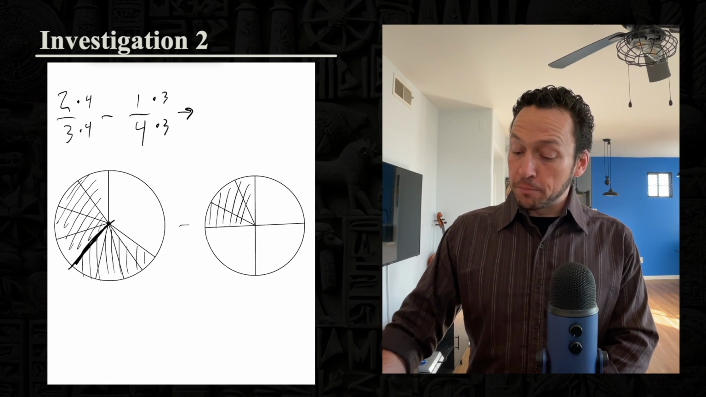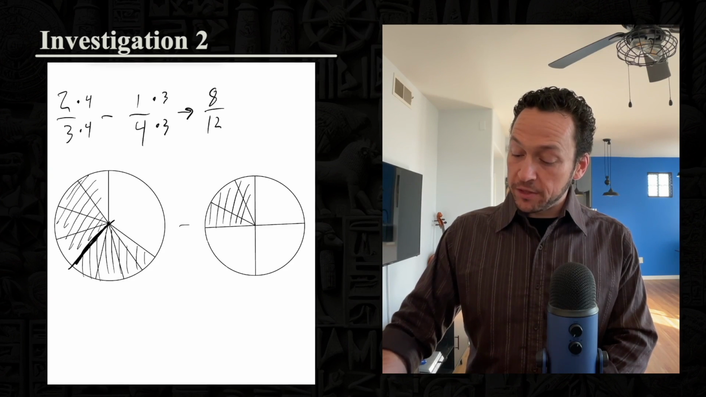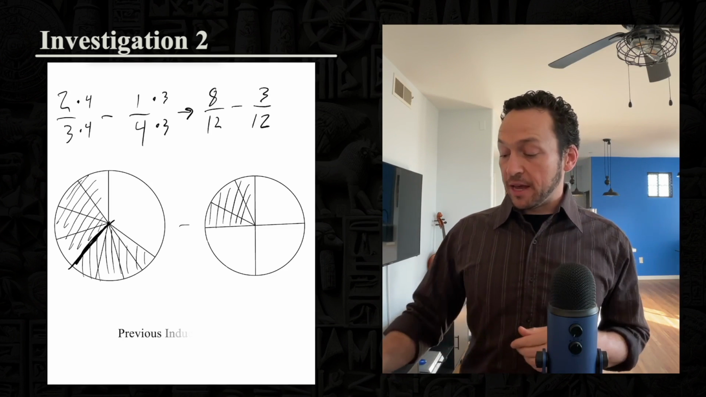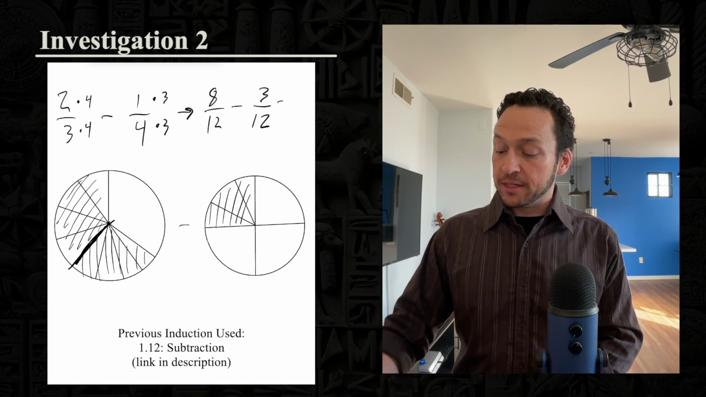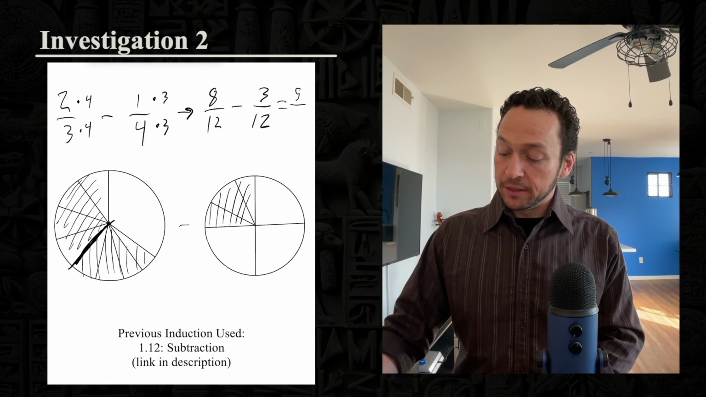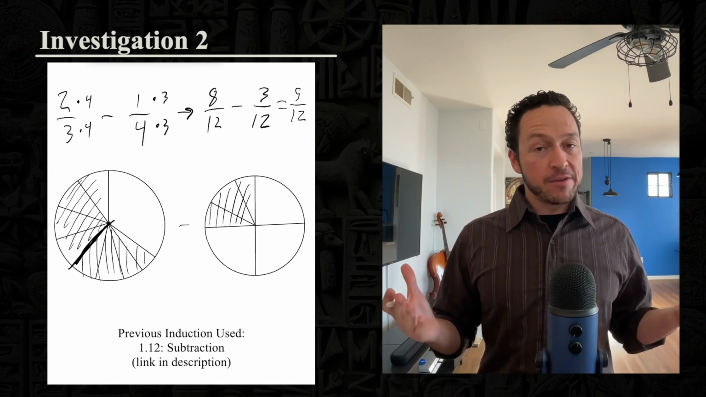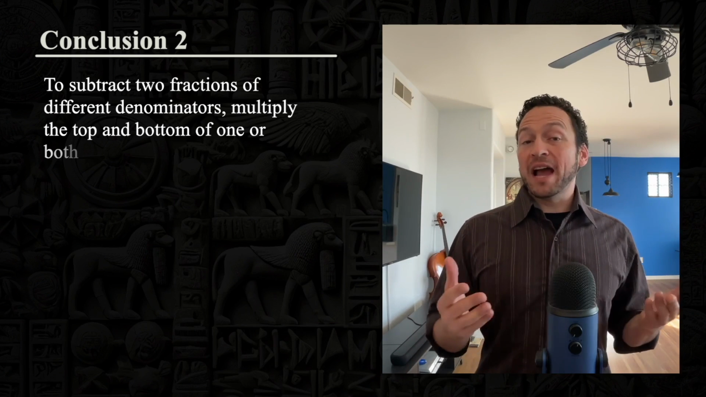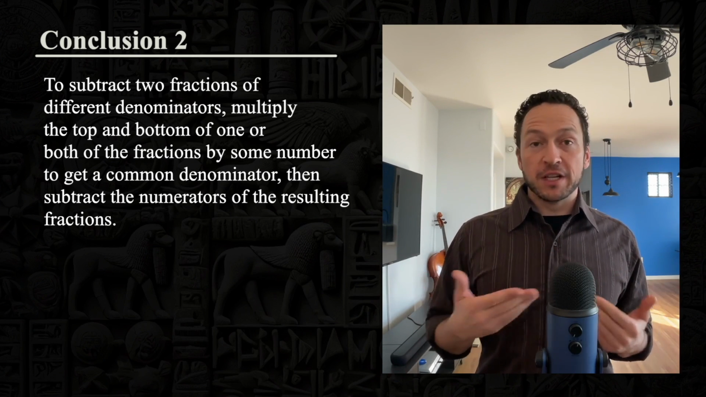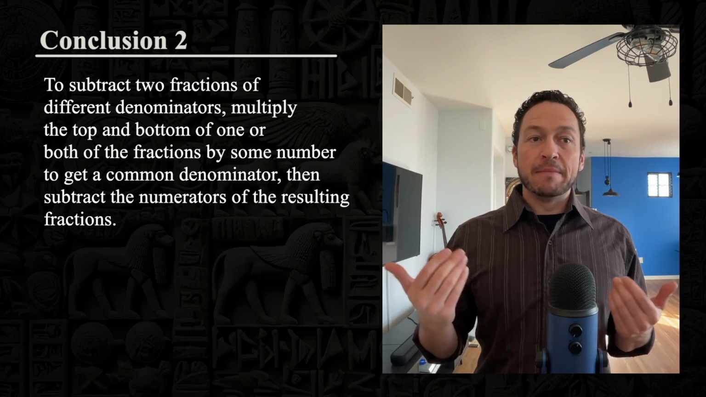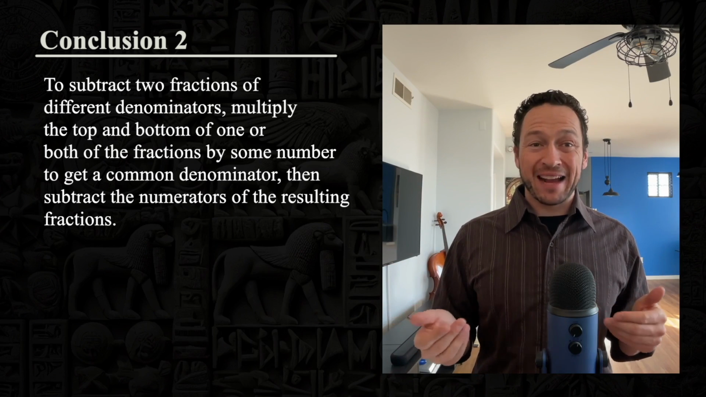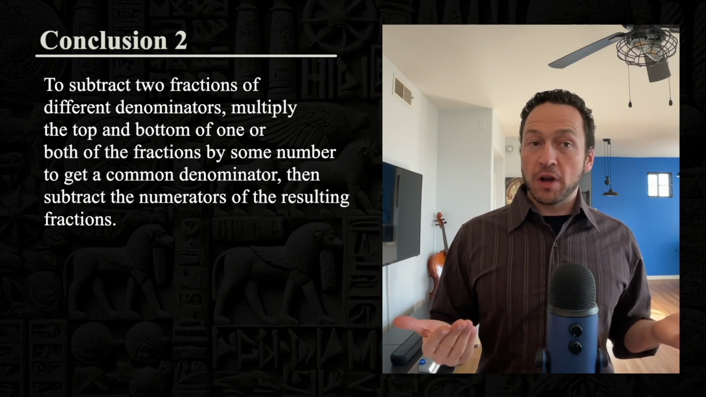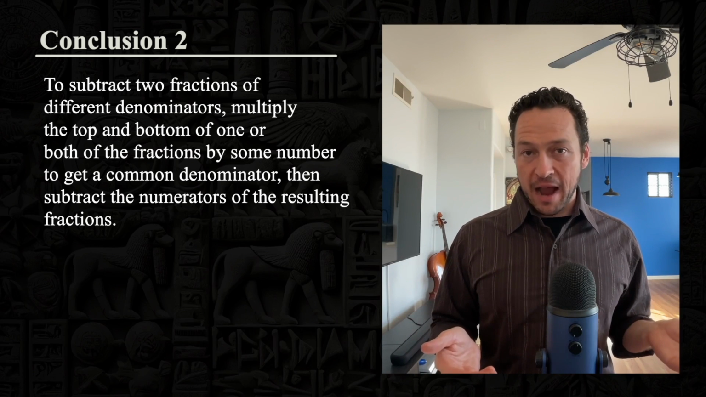This converts the problem into 8/12 minus 3/12. And now that he has a common denominator, he can simply subtract, yielding 5/12. Barr now knows he has 5/12 of a cake remaining. Conclusion 2. To subtract 2 fractions of different denominators, multiply the top and bottom of one or both of the fractions by some number to get a common denominator. Then subtract the numerators of the resulting fractions.